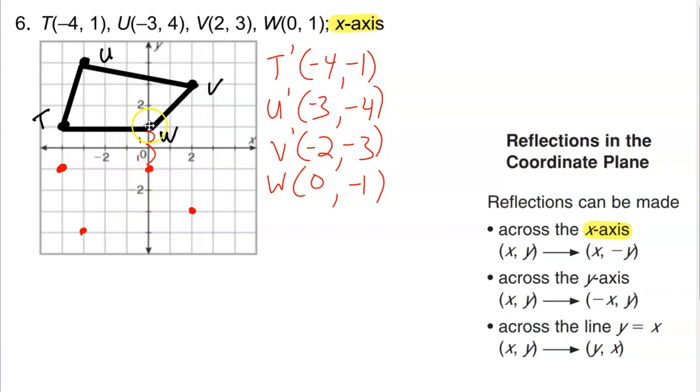And then here's the W. Down 1, down 1. And then you just connect the dots, and you have your image, going from your pre-image to your image.